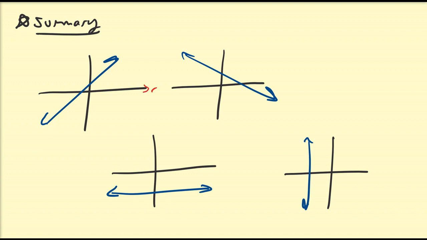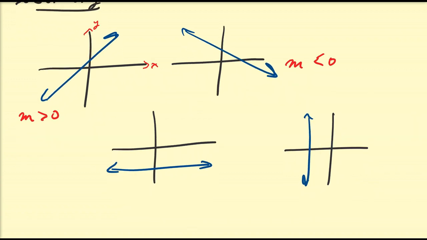So if this is the x-axis and this is the y-axis, and the line goes up from left to right, then we can at least say that the slope is going to be positive because it goes up from left to right. Similarly, if it goes down from left to right, then we can say that the slope is going to be negative. If the line is a horizontal line, then the slope is going to be equal to 0. And if it's a vertical line, then the slope should be undefined.